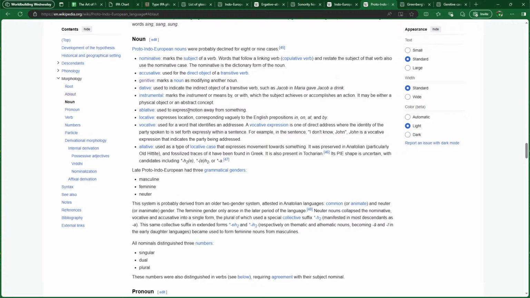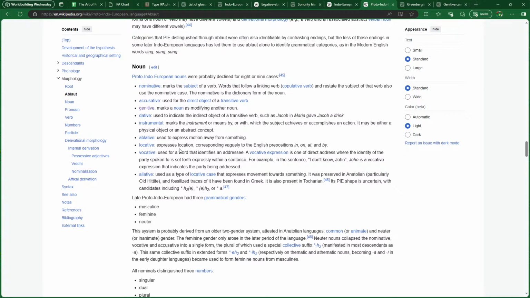Ablative. Expresses motion away from something. Locative. Vocative. Word that identifies an addressee. Okay. For example, in this instance, I don't know, John. John is a vocative expression because it indicates the party being addressed.